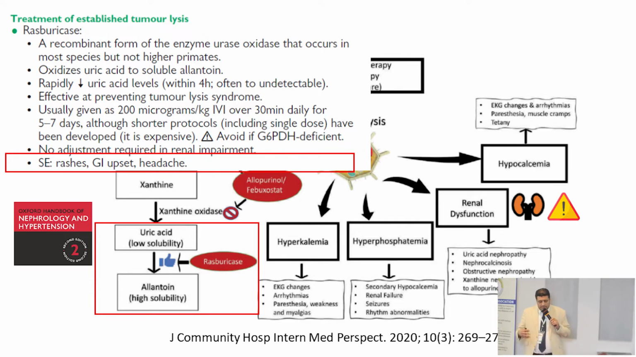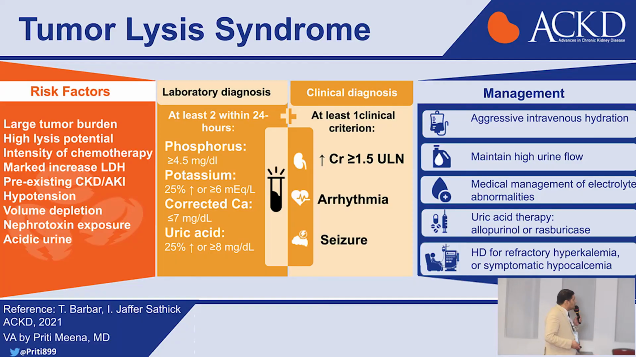Hemodialysis, finally, if the patient is not responding to the treatment and if there is any indication for dialysis in AKI that we all know: refractory hyperkalemia, refractory metabolic acidosis, refractory volume overload, or if there are uremic manifestations. My take-home messages: what are the risk factors for tumor lysis syndrome? Large tumor burden, high lysis potential, intensity of chemotherapy, marked increase in LDH, pre-existing CKD or AKI, hypotension, volume depletion, nephrotoxin exposure, and finally, acidic urine.